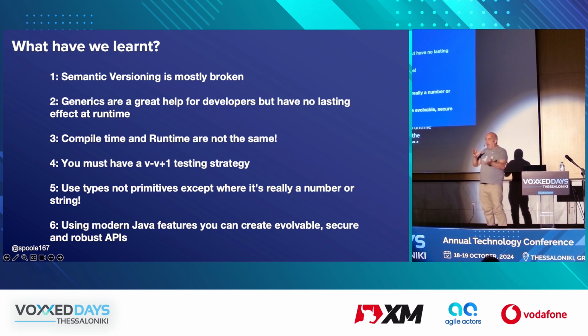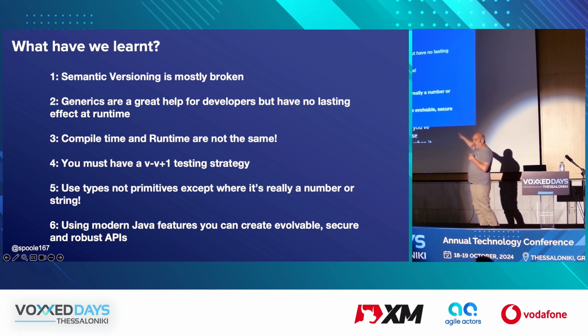If you don't have a V1 testing strategy to catch the changes that you've injected, if you don't have a binary testing strategy, you will break people every time, because the IDE and the refactoring and what the tools give you are so good at helping you miss the fact that you've broken your end user. Okay? Don't use primitives, except for when it really is a number or a string.